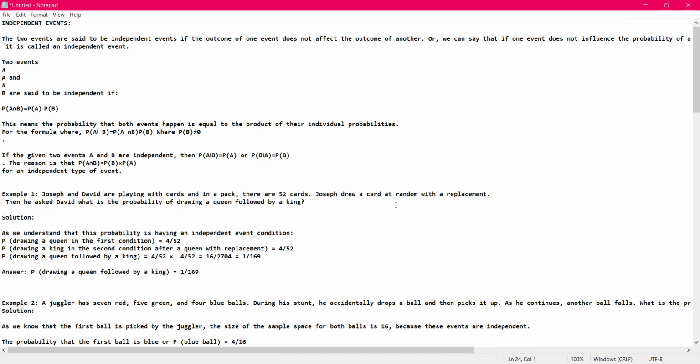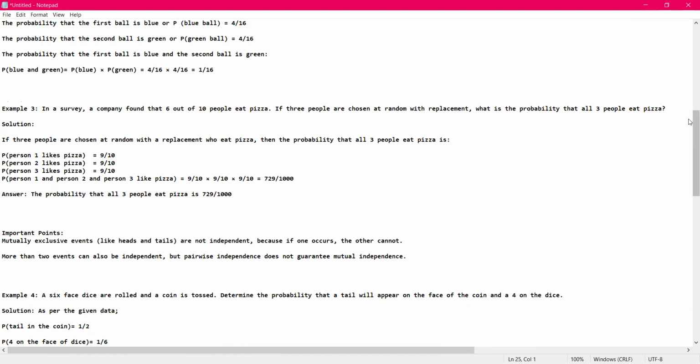So what is the question that he is asking? What is the probability of drawing a queen followed by a king? So the probability of drawing a queen followed by a king is equal to 4 by 52 into 4 by 52. That is 1 by 169. So these two events are independent of each other, because drawing a queen is not affecting the outcome of drawing a king. That's why both are independent of each other. Like that we can solve such types of questions. So we'll see the next question.